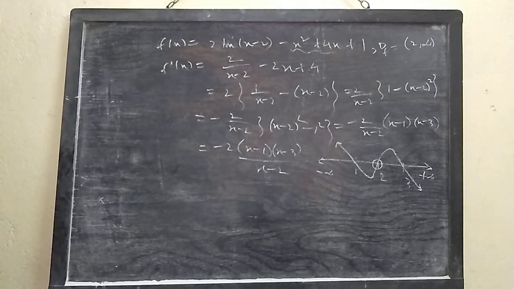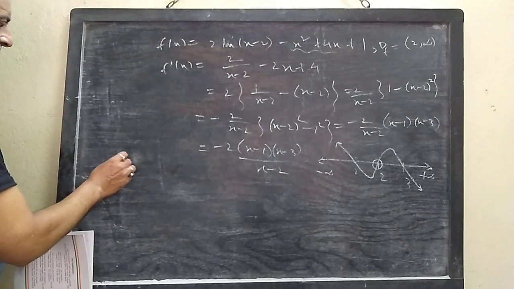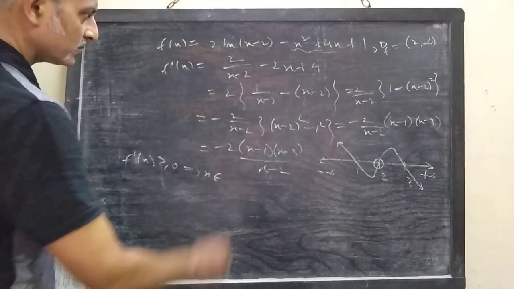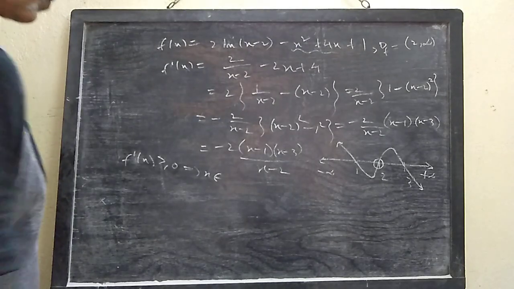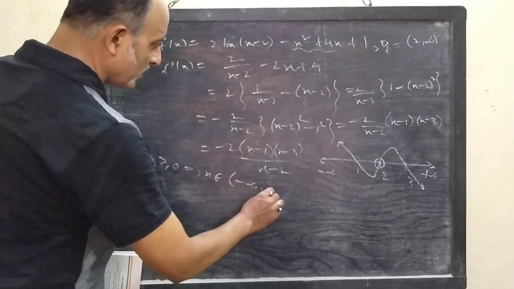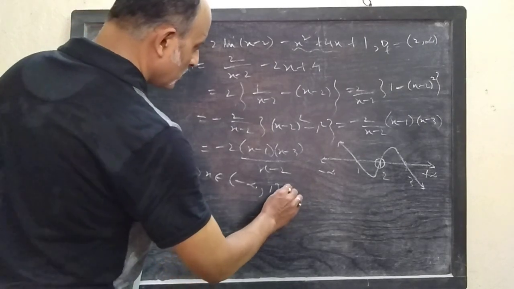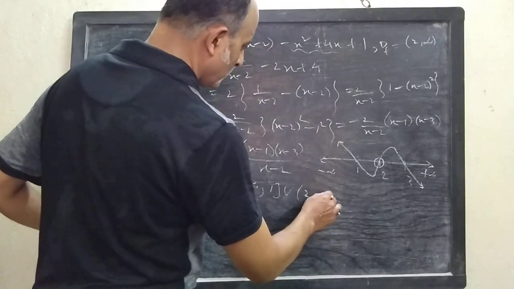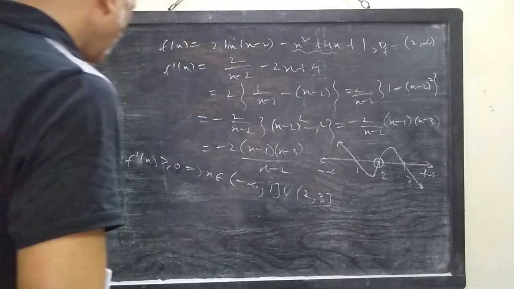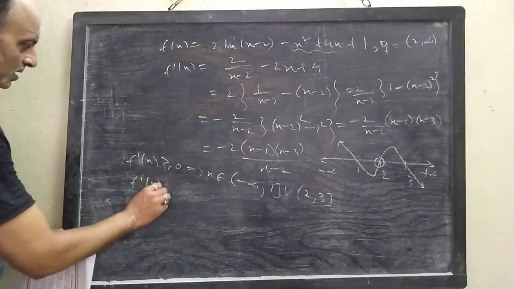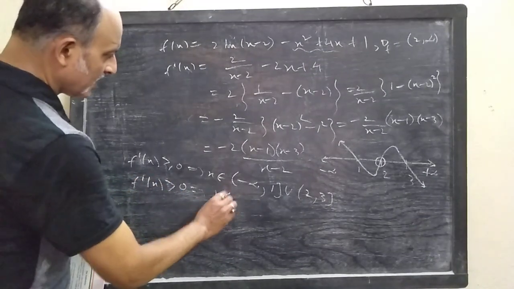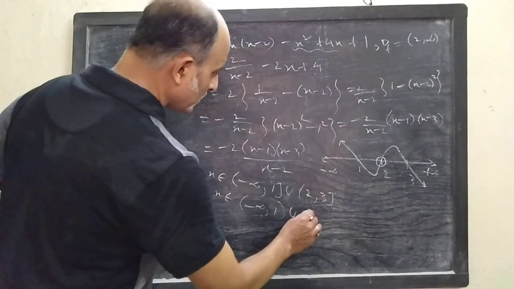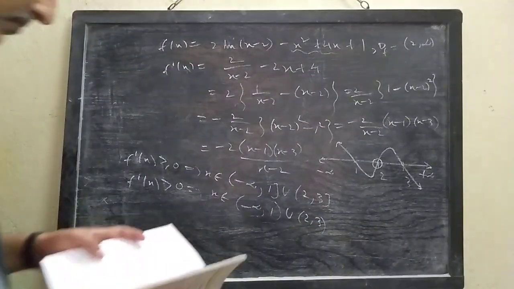Okay. Now for f(x) to be increasing, f dash x greater than or equal to 0, that will give you x belongs to minus infinity to 1 closed union 2 open, 3 closed. And for f(x) to be strictly increasing, f dash x strictly greater than 0, then x belongs to minus infinity to 1 open union 2 to 3 open.